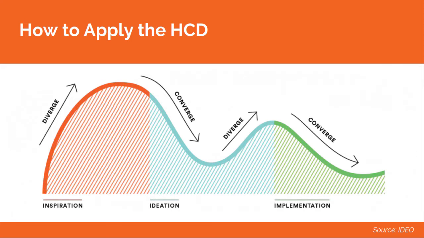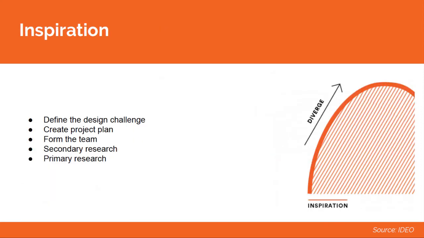So, how do we apply human-centered design? IDEO presented an efficient model for the human-centered design process that includes three phases: inspiration, ideation, and implementation. In the first stage, inspiration, in order to build an efficient solution, a deep understanding of the consumer's needs and problems is required.